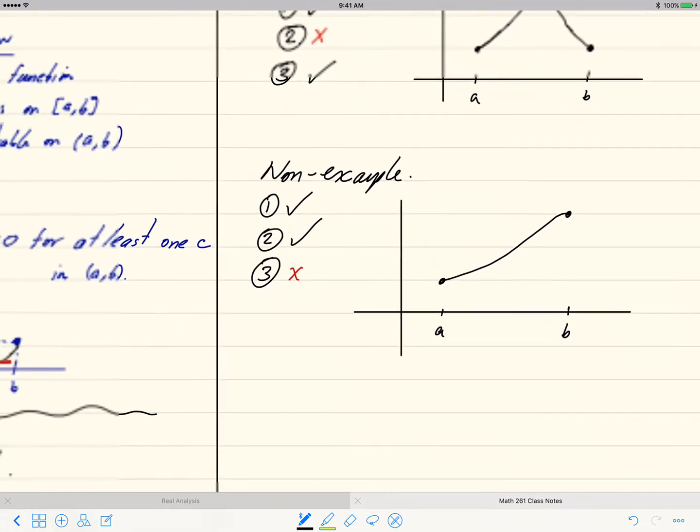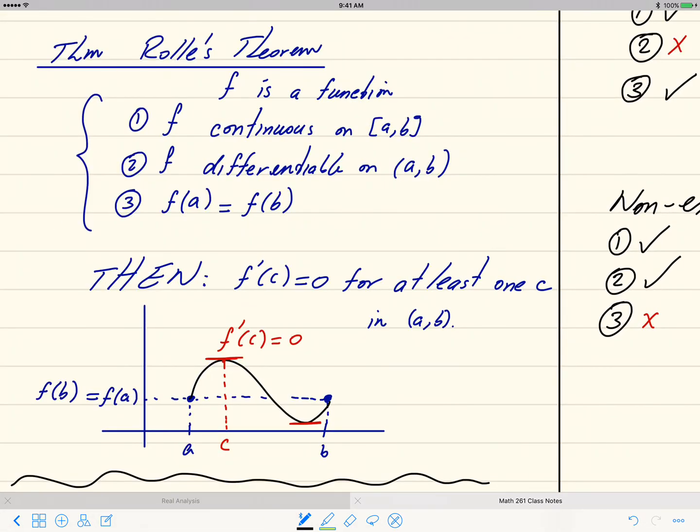So to understand this theorem really well, you have to understand why each of these conditions is necessary to guarantee that there's at least one place that has a horizontal tangent line. And of course, we call that a critical number, which we studied earlier to find local maxes and mins.